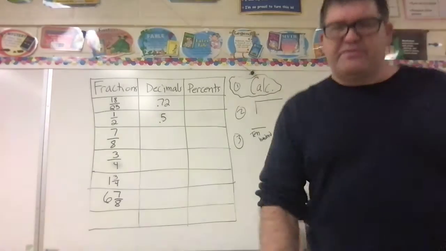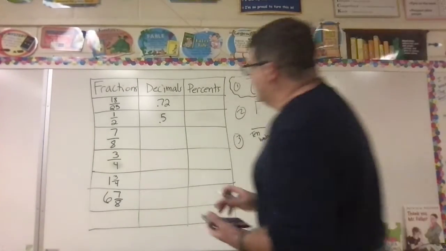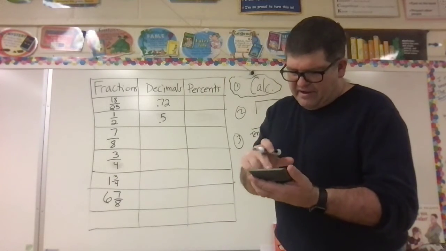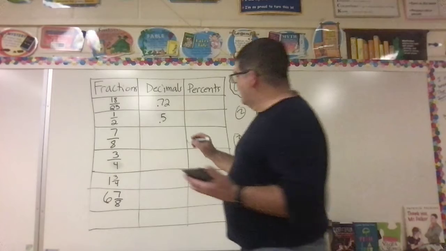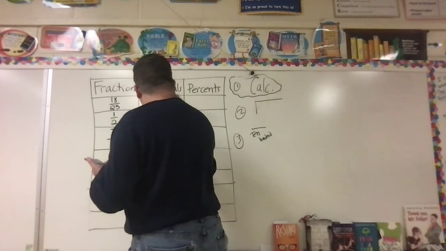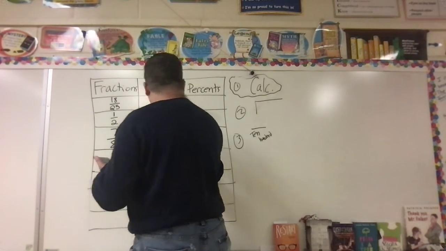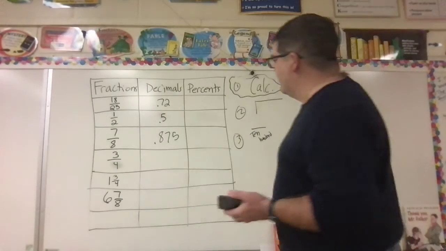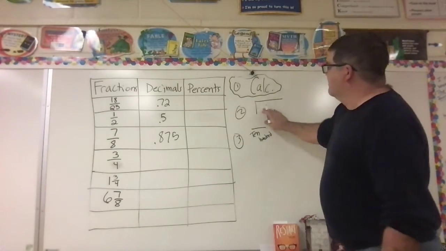Okay. Let's do that with the next one. I have 7/8. So all I do is 7 divided by 8, 0.875. Cool. 3/4. Let's do the 3/4 this way.